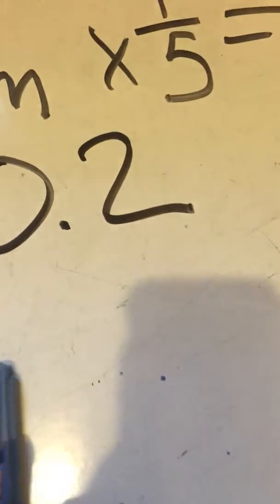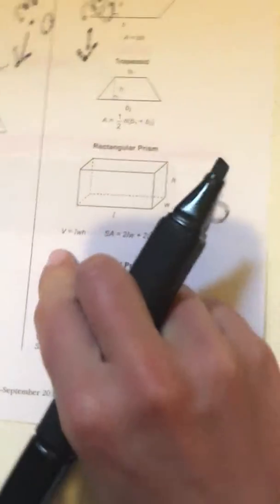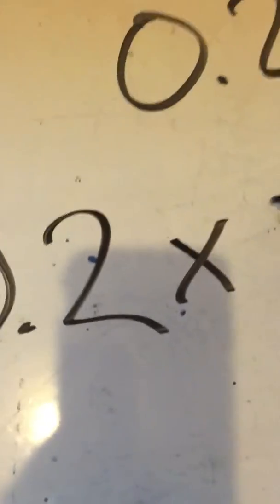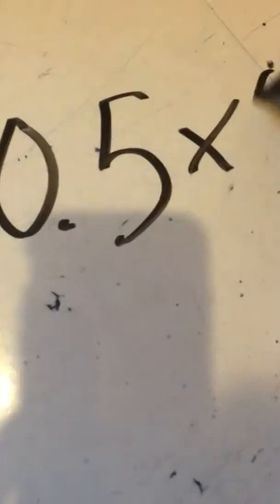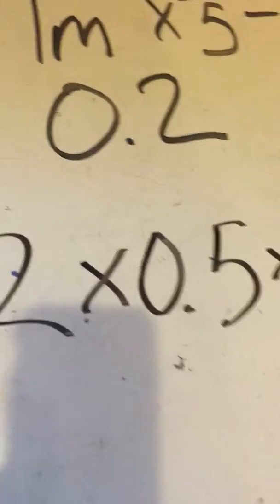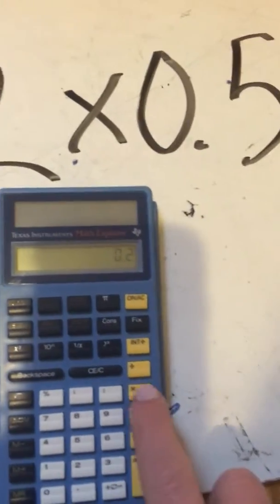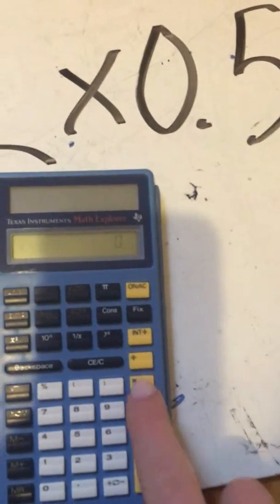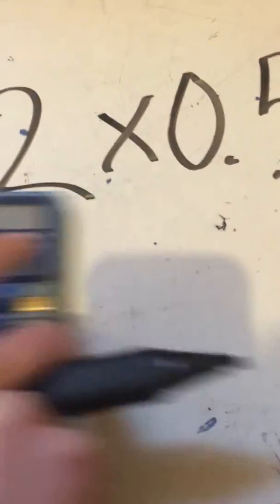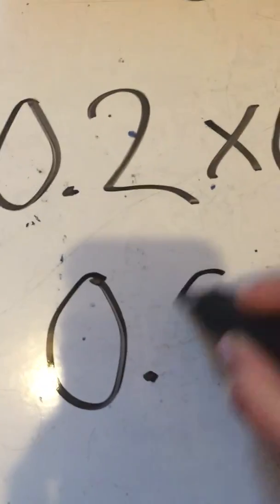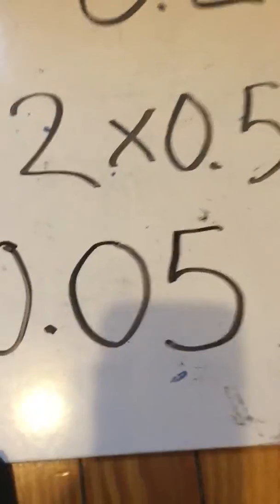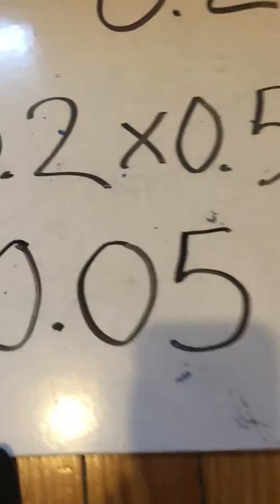That will give me 0.2. 0.2 is what I'm using for the value of my height right now. So now I can apply this formula. Volume equals length times width times height: 0.2 times 0.5 times 0.5. I'm just going to put that right in my calculator. 0.2 times 0.5 times 0.5 gives me 0.05. However, that is not my final answer.